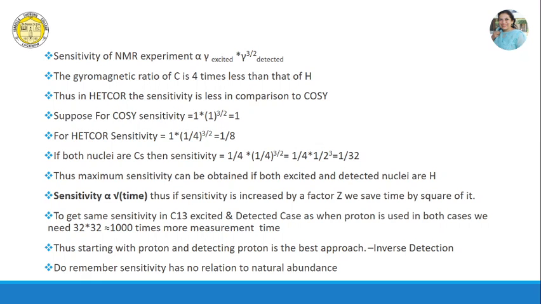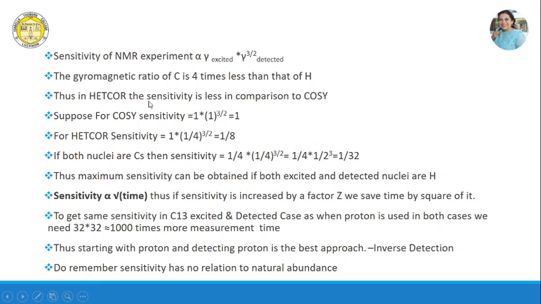Now I would like to share something with you about sensitivity of NMR experiments. Sensitivity of NMR experiments is proportional to the gyromagnetic ratio of the excited nucleus multiplied by the gyromagnetic ratio raised to the power of 3 by 2 of the detected nucleus. You know that the gyromagnetic ratio of carbon is 4 times less than that of hydrogen. That is why carbon is much less sensitive.